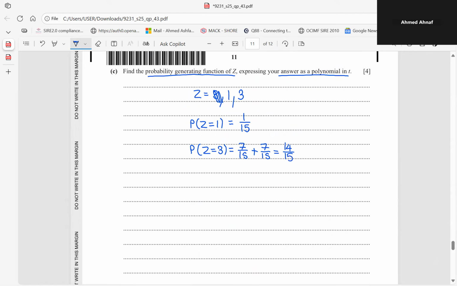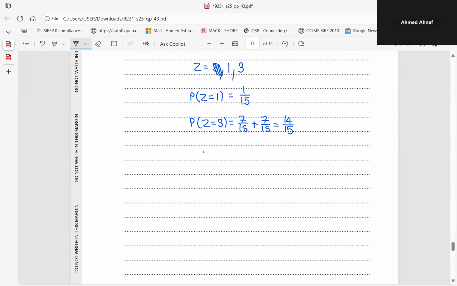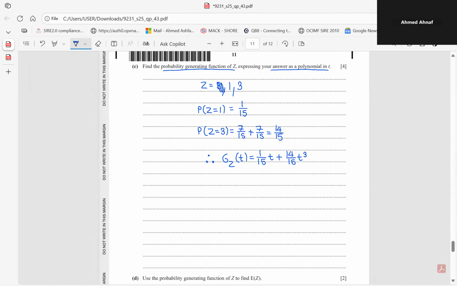And to check whether probabilities are correct, again, you can just add the probabilities up for Z equals 1 and Z equals 3 and see whether they add up to 1. In our case, they do. So we can write this as a final answer. G_Z(t) equals 1 over 15 times t to the power of 1 plus 14 over 15 times t cubed. So this would be our final answer for this part.